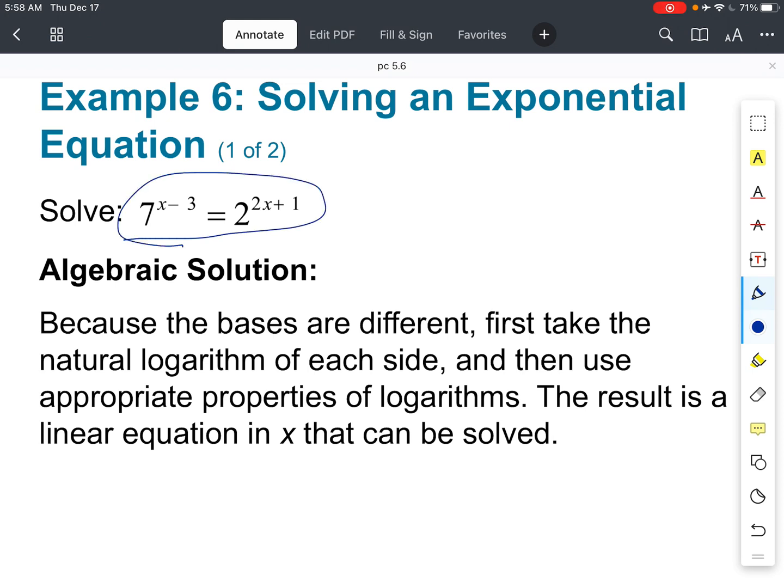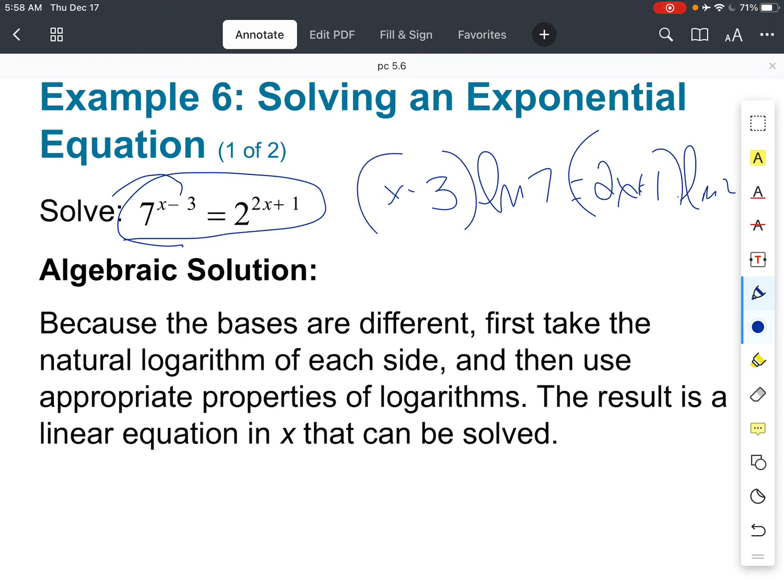If you think about what this is in terms of a logarithm, you have 7 to a power. Within that, I want to multiply that by, if I take the natural log of both sides, or you can take log base 10 of both sides, it doesn't really matter. I'll use the natural log because that's what they've been doing. If I do that, I'm going to pull this exponent out to the front. So this is going to be (x minus 3) times the natural log of 7 is equal to (2x plus 1) natural log of 2.